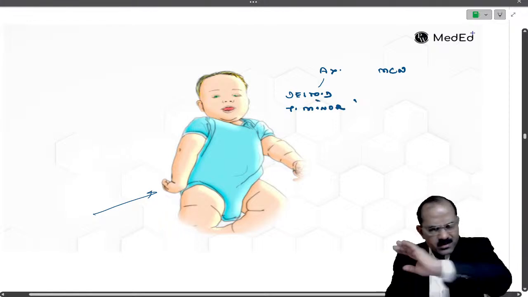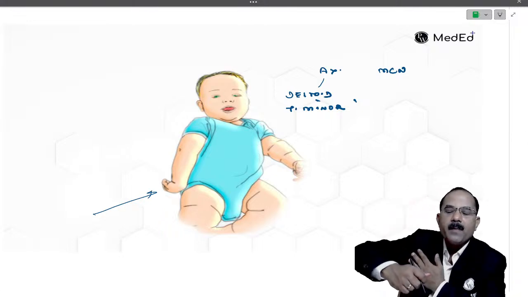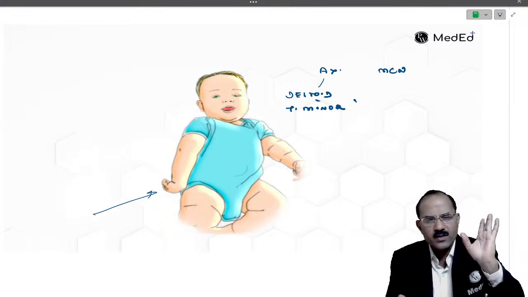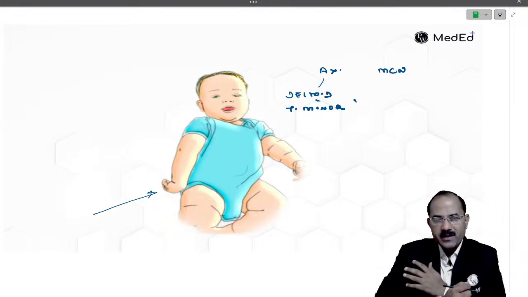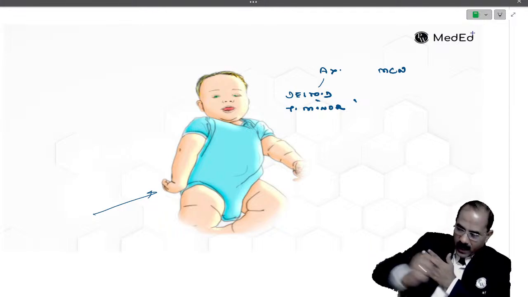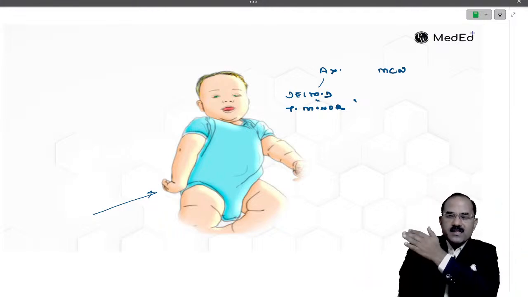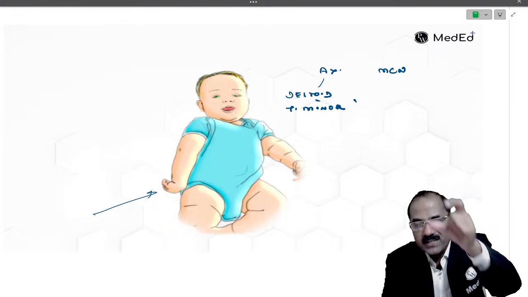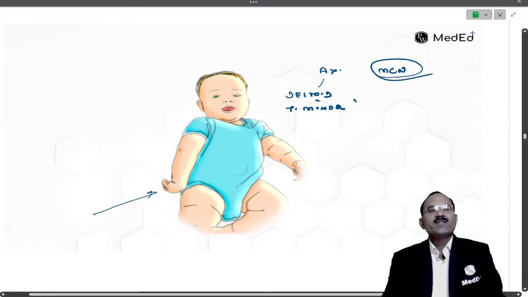Deltoid is paralyzed, teres minor is paralyzed. So how would the arm be? Deltoid does abduction, so the arm is adducted. Abduction is lost. Teres minor does lateral rotation, so the arm is medially rotated. So how is the position of the arm? Adducted and medially rotated, plus there's a loss of sensations on the upper lateral aspect of the arm. What is that? Regimental badge sign. Perfect. The musculocutaneous nerve is involved.